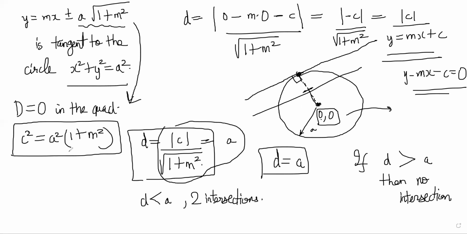And notice that that is the same condition. If you square it, it's the same thing here. See, c square by 1 plus m square is equal to a square is the same as this statement. So an easy way to get the condition for a line to be tangent is to just take the perpendicular distance from the center to that line, and check whether it is bigger than the radius, smaller than the radius, or equal to the radius, right? Okay, so all this is fine.